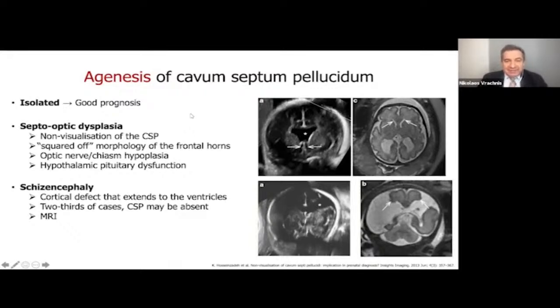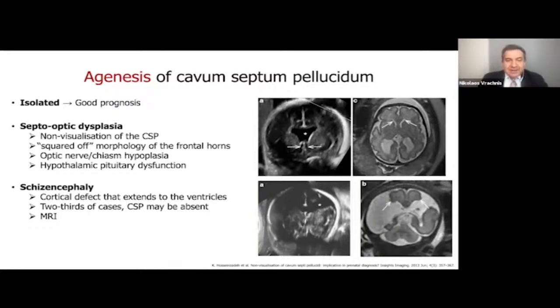where a non-visualization of the CSP is noted. There is a squared-off morphology of the frontal horns, and this is associated with optic nerve chiasm hypoplasia and hypothalamic pituitary dysfunction, ADH, and so on. Concerning schizencephaly, there is a cortical defect that extends to the ventricles.